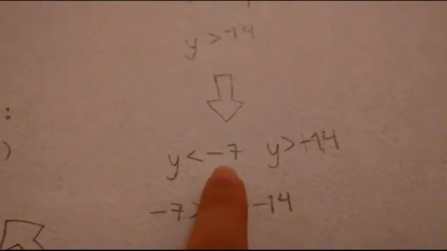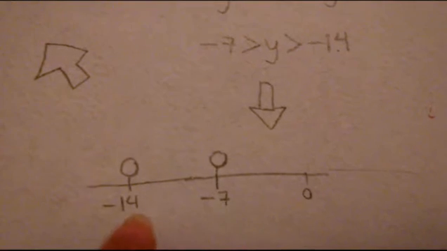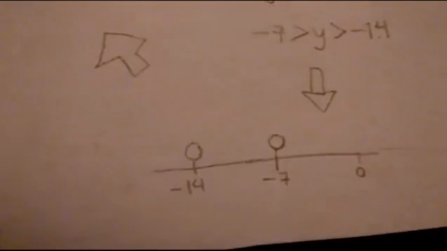These are our inequalities. If we put them together, we get this. This y satisfies both inequalities and can be represented as the numbers between -14 and -7. So the numbers that qualify to be the y are all the numbers from -14 to -7.